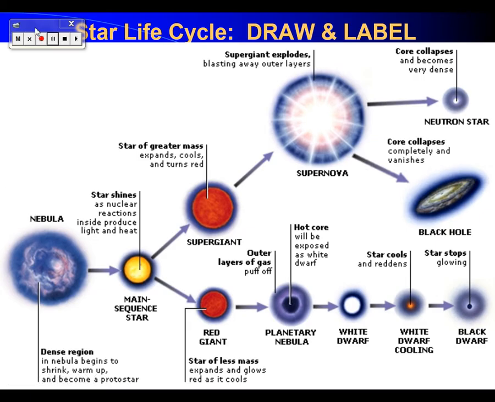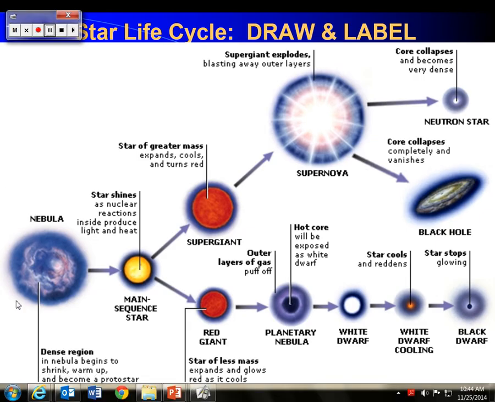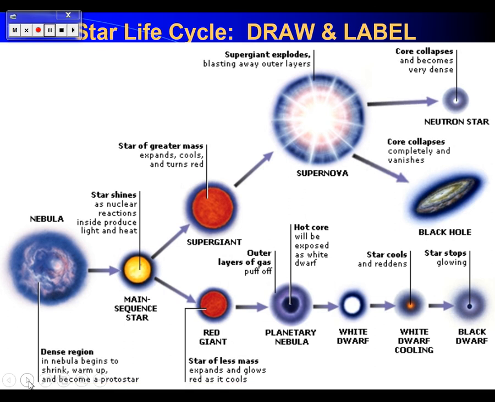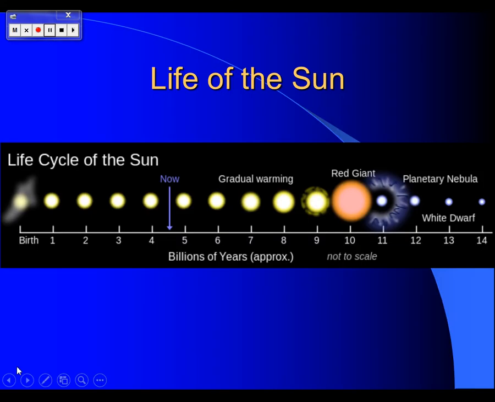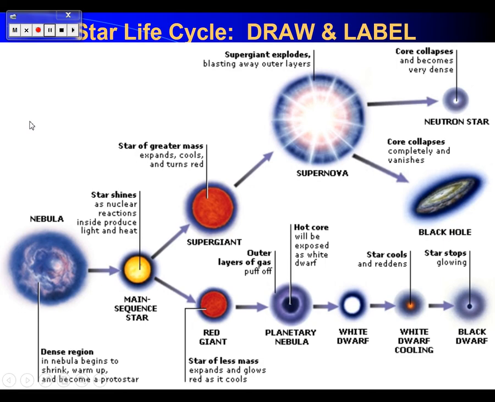Okay, right here, we have the star life cycle. You need to draw and label this. I am aware that it is a lot, but there's nothing I can do about it. If you want to copy the page, do a screenshot, or use a snipping tool. Snipping tools are generally under File, and you can find where it says snipping tool. You can copy that whole page all at once, so you're more than welcome to do that and then bring it to class.